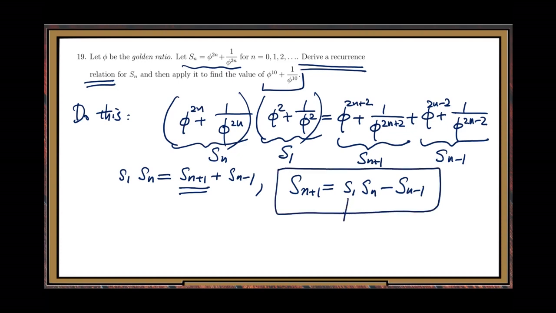S_1, you can find it easily, right? You know how to find it. So after you get S_1, you have this recurrence relation explicitly. Then you can apply it to calculate this expression. That's how to solve question number 19. All right, so that's the first part.